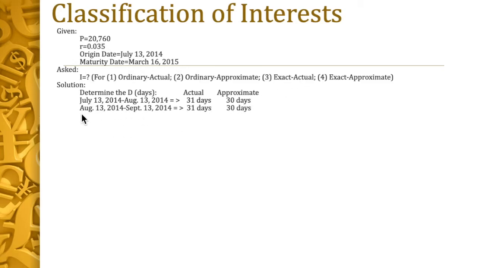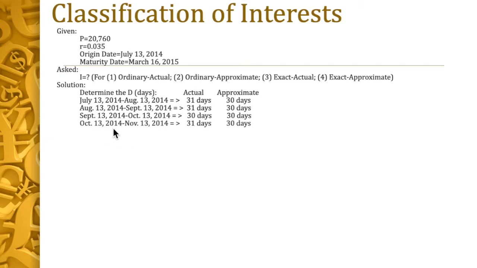August to September, again, August has 31 days, so we will pass through that August 31, 2014, so that's 31 for actual. Approximate is 30. For September 13 to October 13, we don't have a September 31st, so it's only September 30, so 30 days for actual. Approximate is still the same.